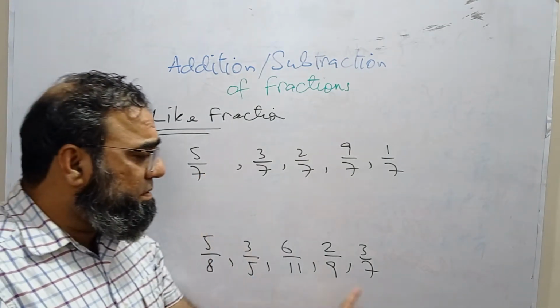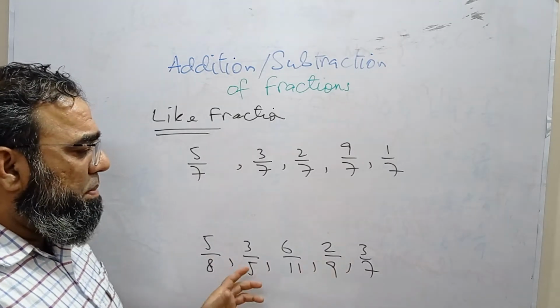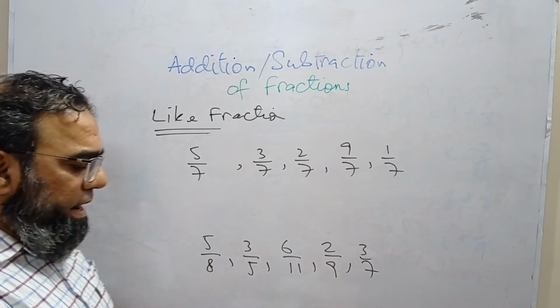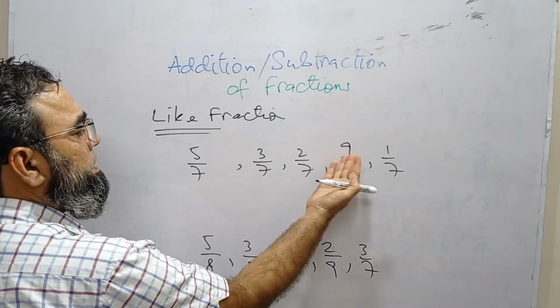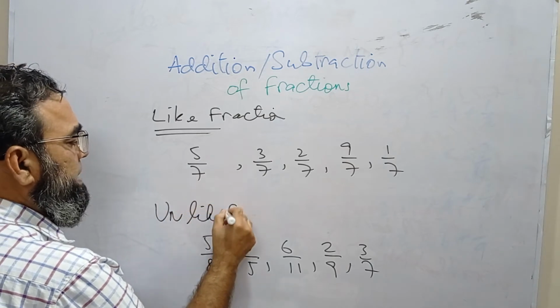And suppose you have 5 over 8, 3 over 5, 6 over 11, 2 over 9, 3 over 7. If you look at these 5 fractions, all of them have different denominators. So these are all unlike fractions. So these were the like fractions and these are the unlike fractions.